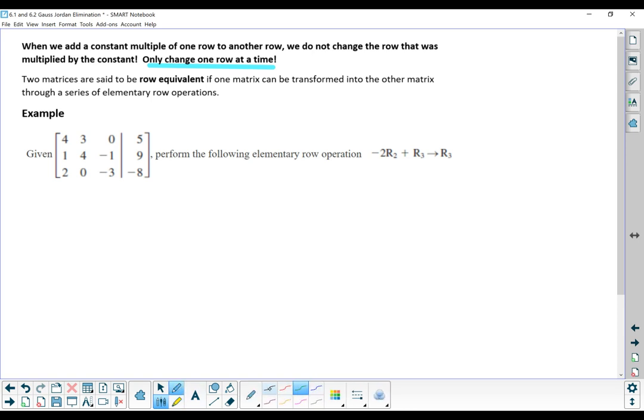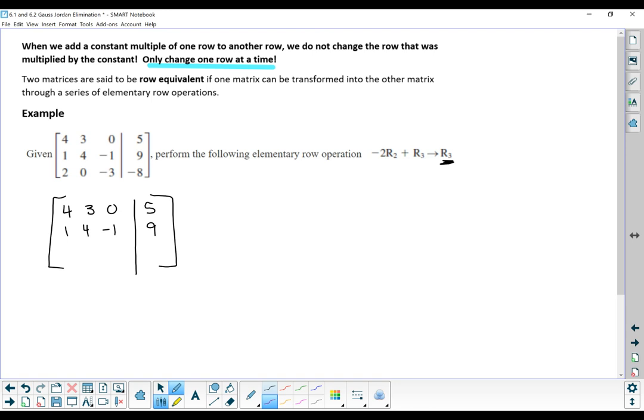And then we'll talk about why we want to do elementary row operations. So we've got a matrix here, and we want to do -2 times row 2 and add row 3, and that's going to be changing row 3. So first thing is, we're not changing row 1, so I'm going to write row 1 down. I'm also not changing row 2, so I'm going to write row 2 down. The only one that's changing is row 3.